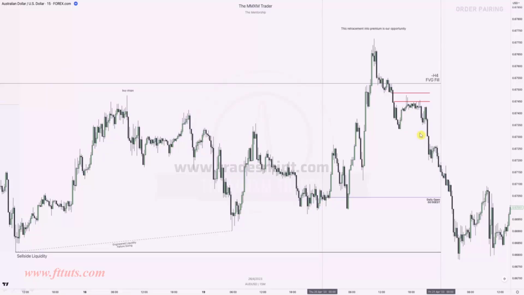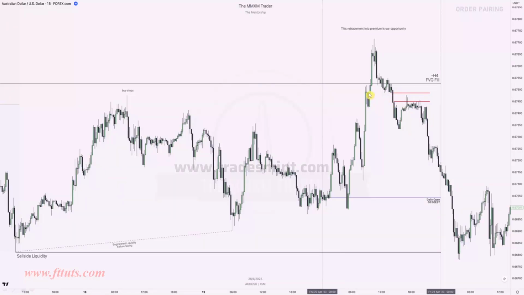So this is a 15-minute time frame. Remember the retracement into premium, right? And the buy stops earlier. This is all in a premium range. So above here, this retracement is breaking down lower, and eventually we are leaving fair value gaps behind. This is where the opportunities lie, right?